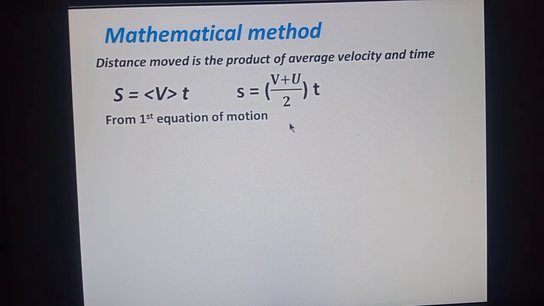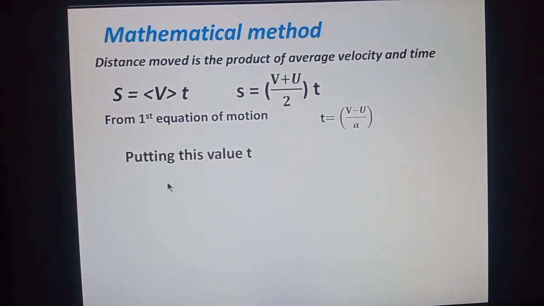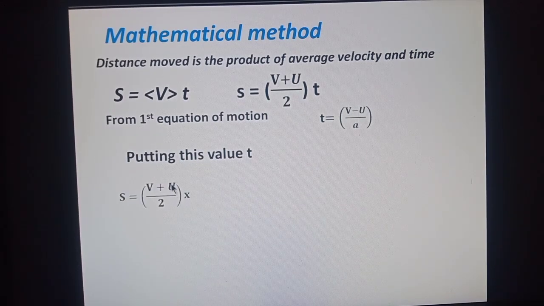Now again, from the first equation of motion, T = (V − U)/A. Putting this value of T in this relation, we get S = (V + U)/2 multiplied by (V − U)/A. Now again multiplying these two terms will give the standard form of the third equation of motion, that is 2as = v² − u².